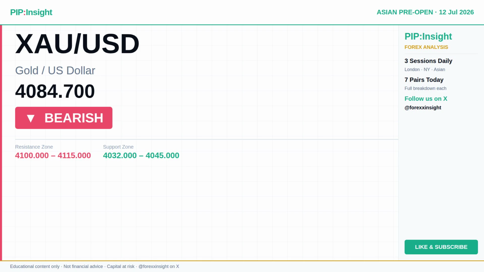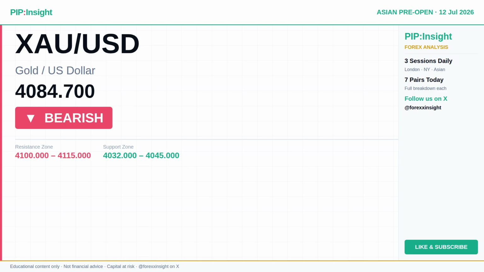price trading well beneath the converged EMA cluster sitting up near $4,114 to $4,115. That EMA zone is now acting as a dynamic resistance ceiling, and as long as price remains below it, the path of least resistance stays pointed downward. The 4-hour RSI is hovering around 48, which tells us momentum hasn't reached oversold extremes yet. There's still room for this move to breathe further to the downside.